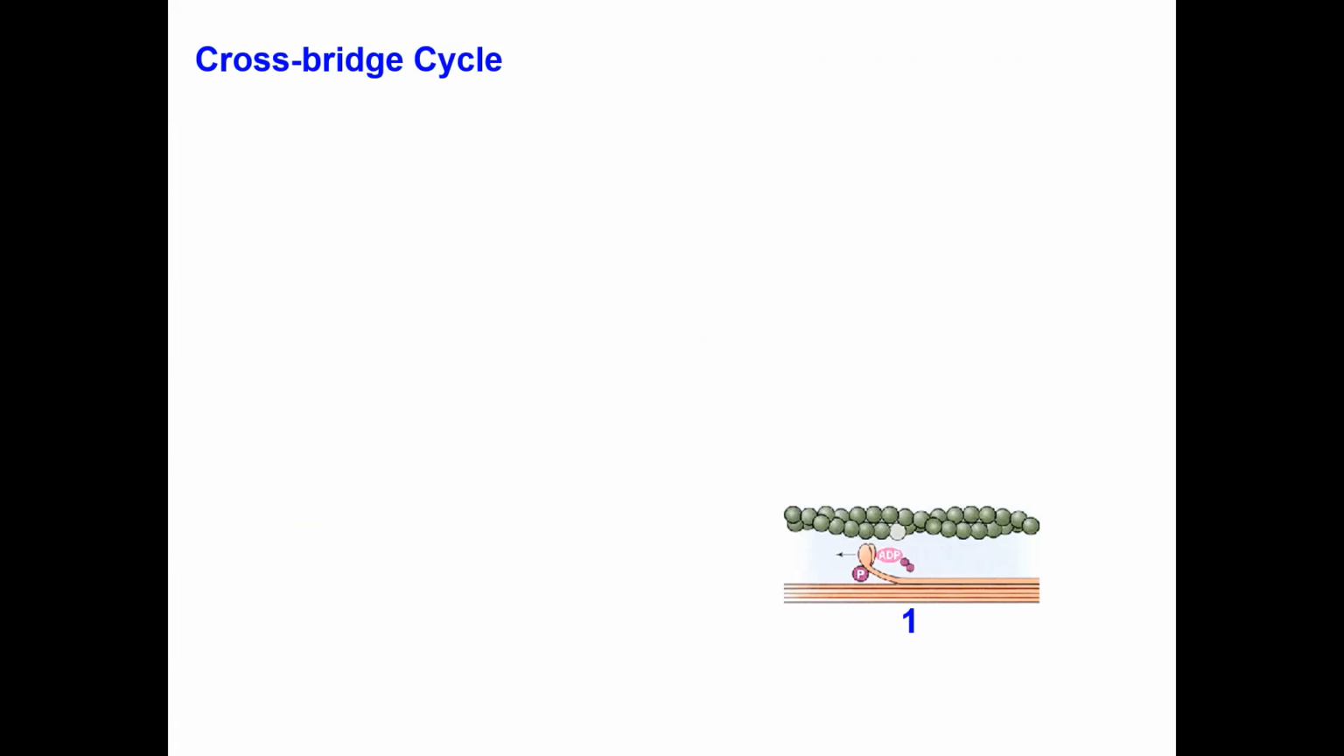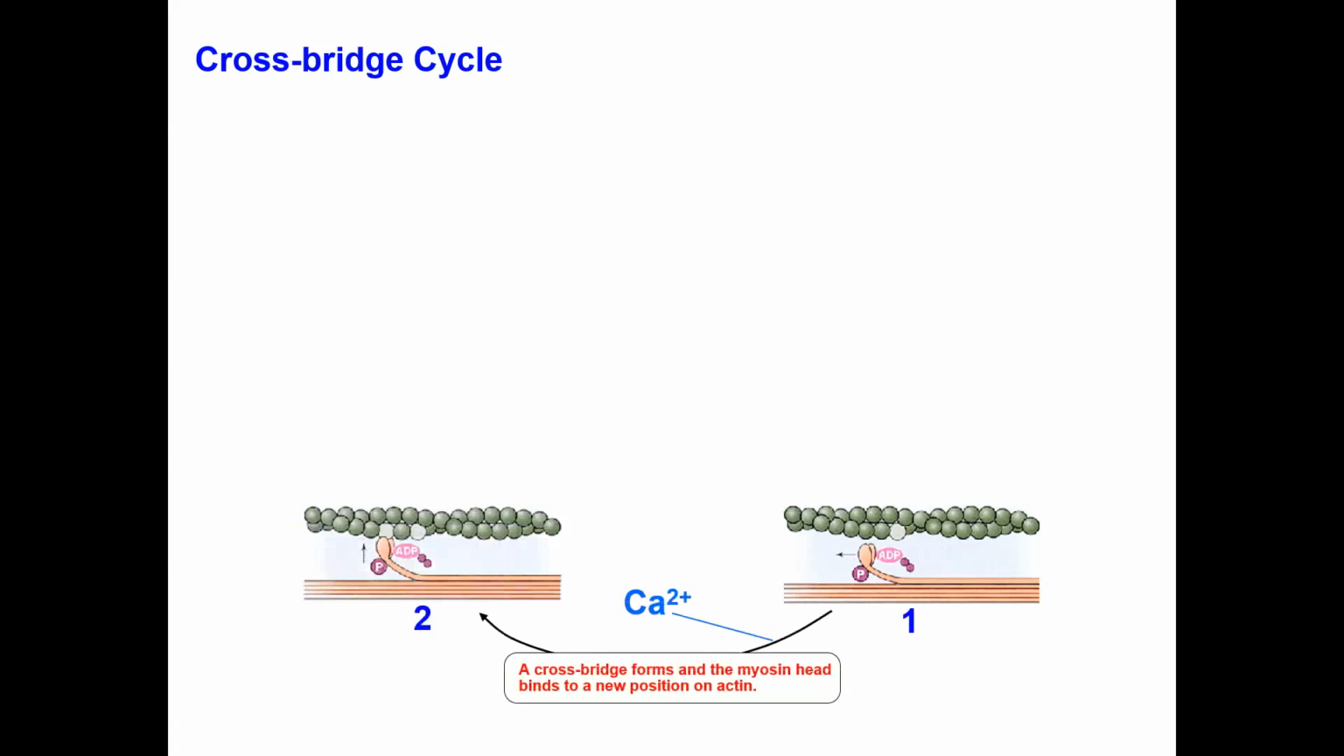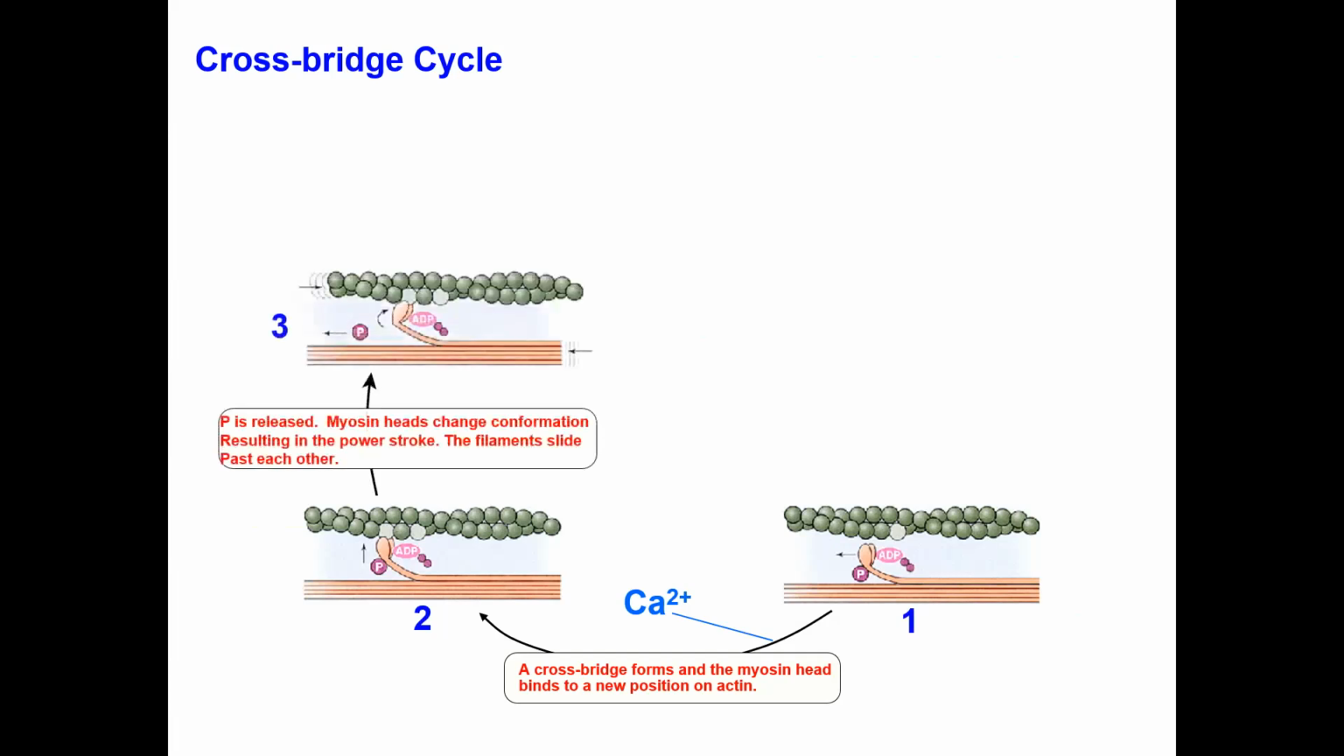And now the action potential comes and releases calcium into the cell. Calcium is coming into the cell. As calcium enters the cell, it opens the binding sites for myosin, and the myosin binds with actin. As soon as the myosin head binds with actin, the conformation of the head changes a little bit. And that conformation change causes the phosphate to be released from the head.